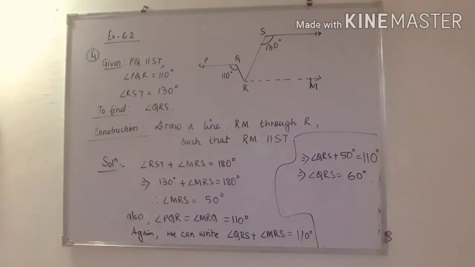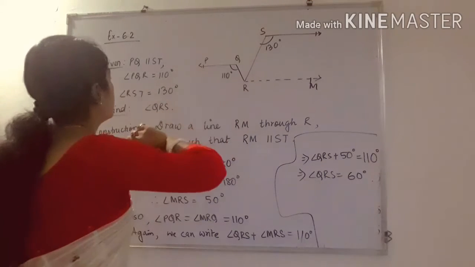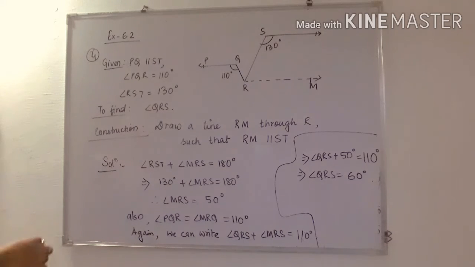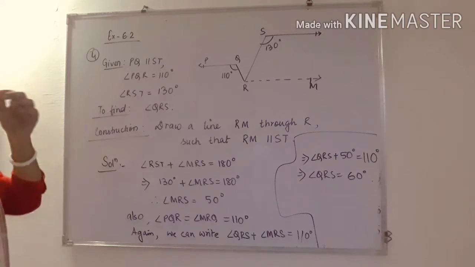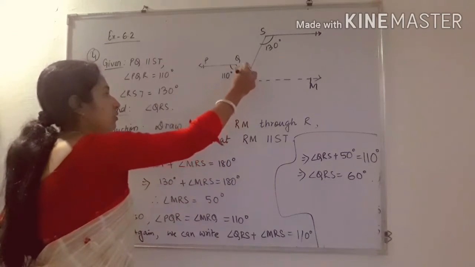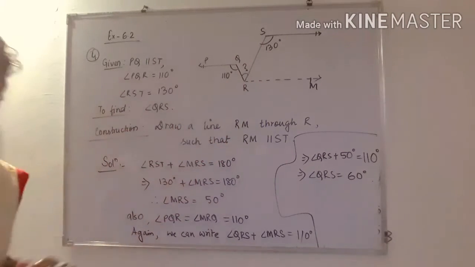So next question, see, given is PQ is parallel to ST. That means these two lines are parallel. Next, angle PQR is equal to 110 degrees. Next, angle RST is equal to 130 degrees, and we have to find the value of angle QRS. This is angle QRS.